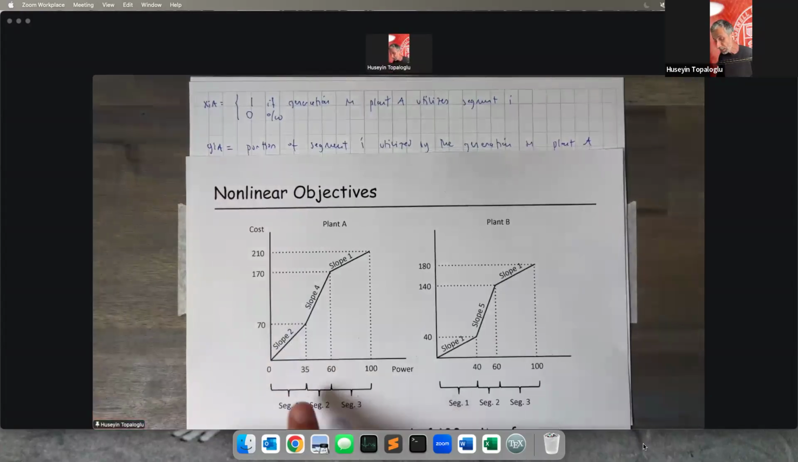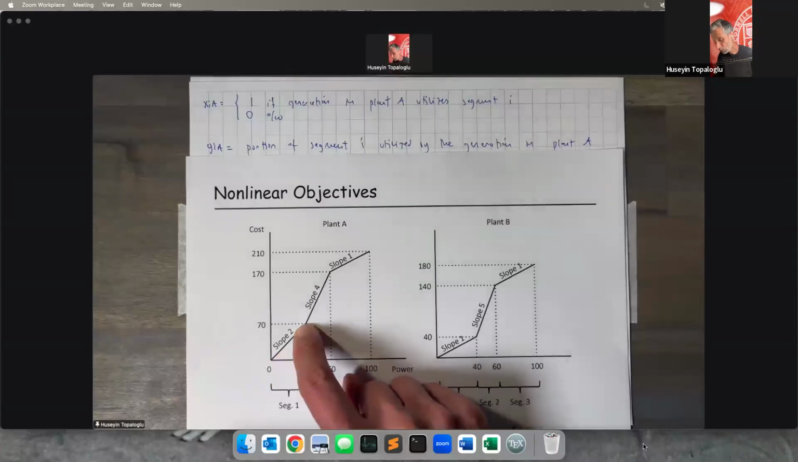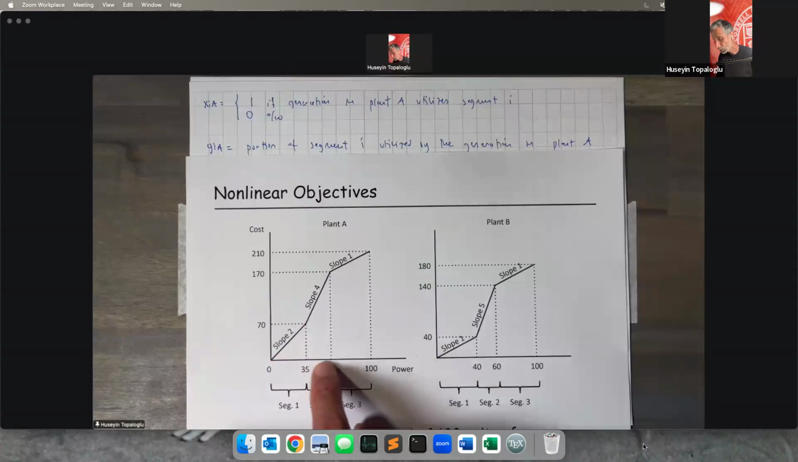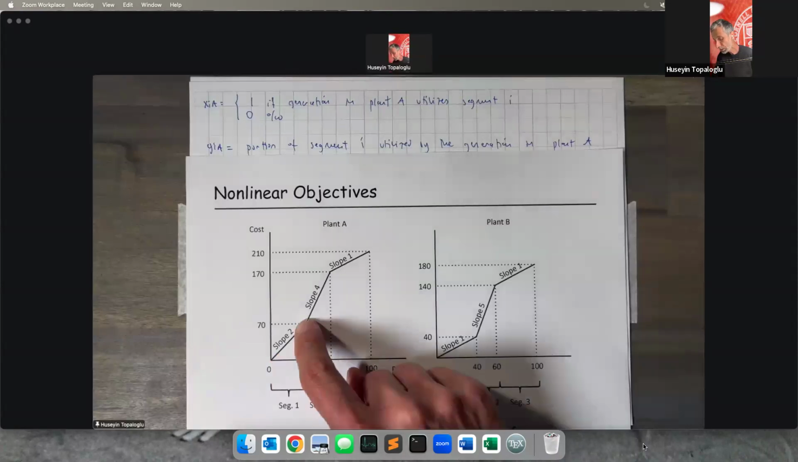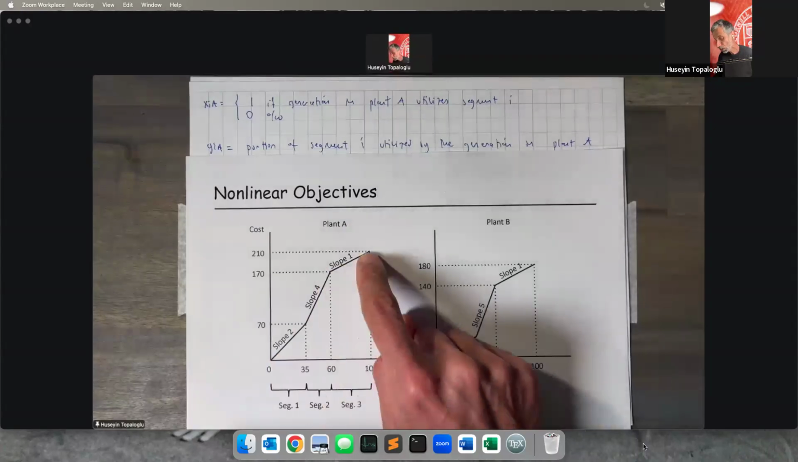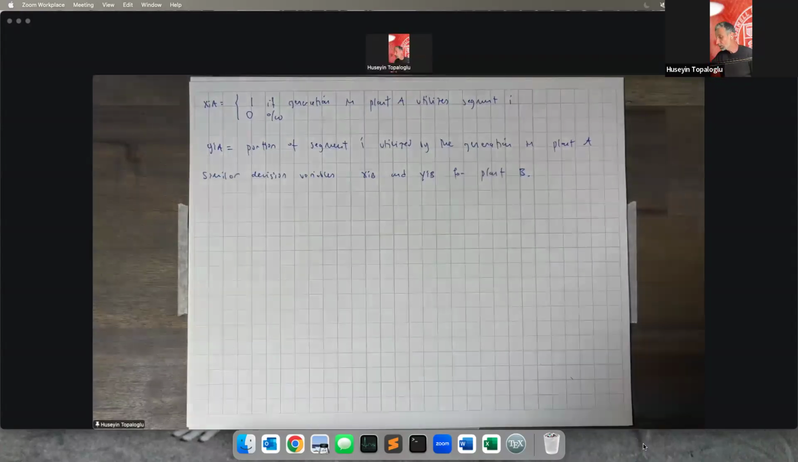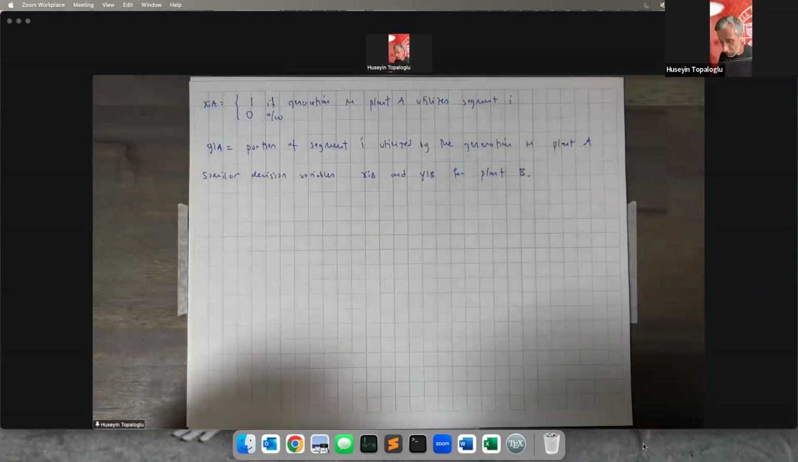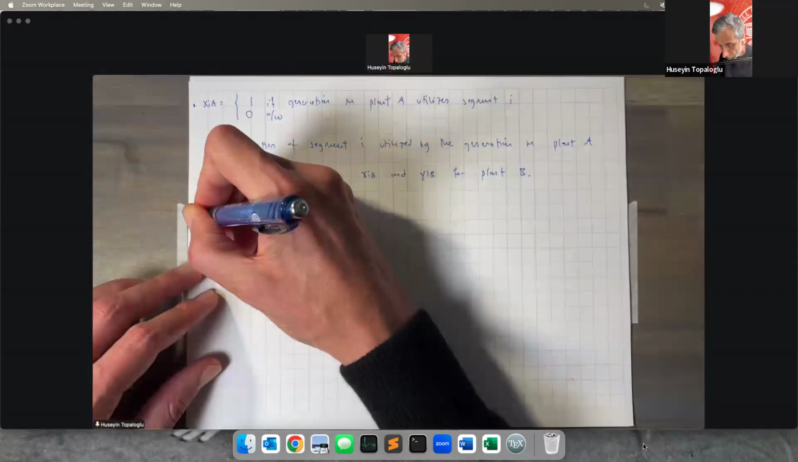For each unit of segment 1 that I utilize in plant A, I incur a cost of $2. For each unit of segment 2, I incur a cost of $4. For each unit of segment 3, I incur a cost of $1. So then we can write the cost of generation in plant A as the following.